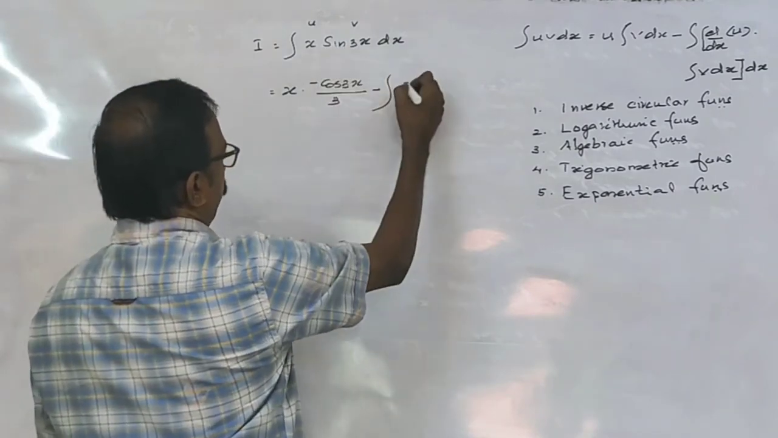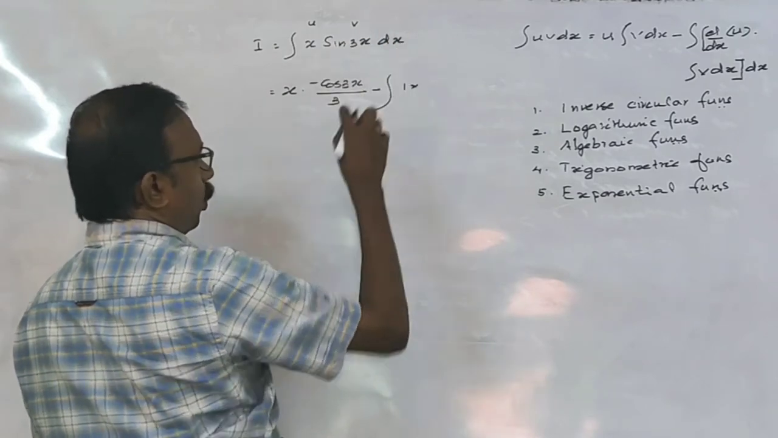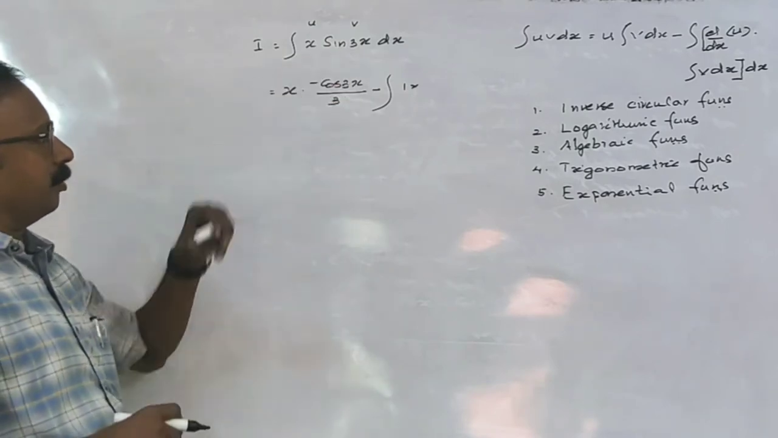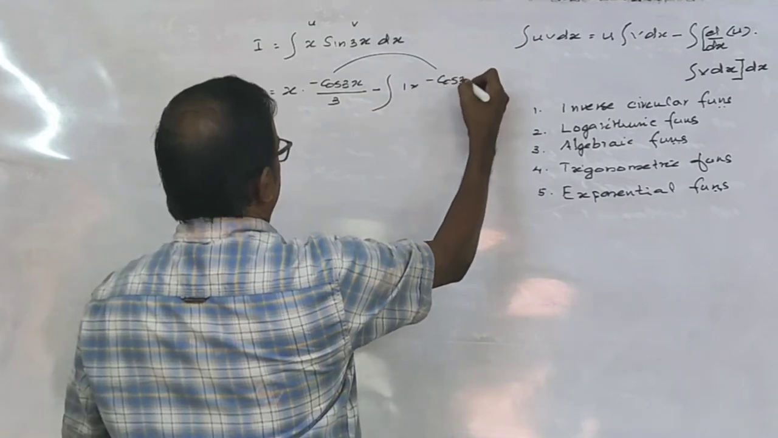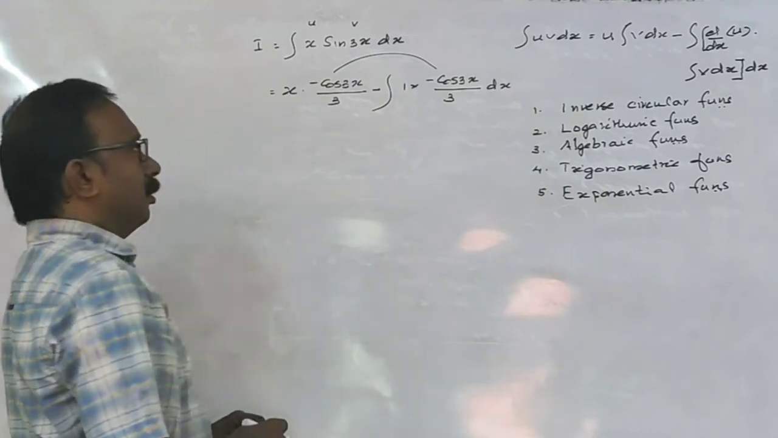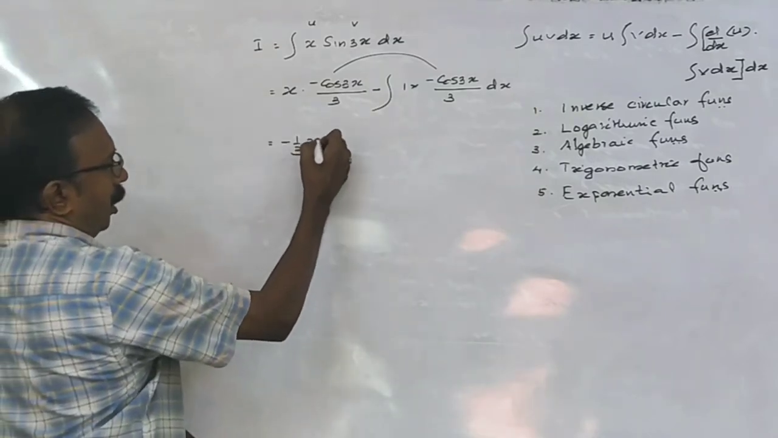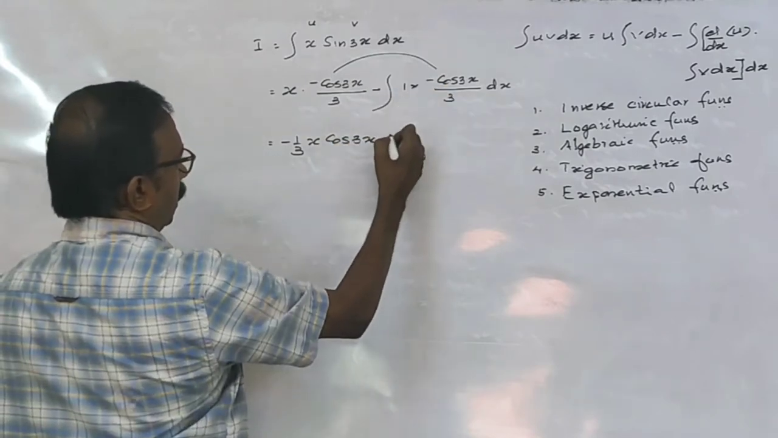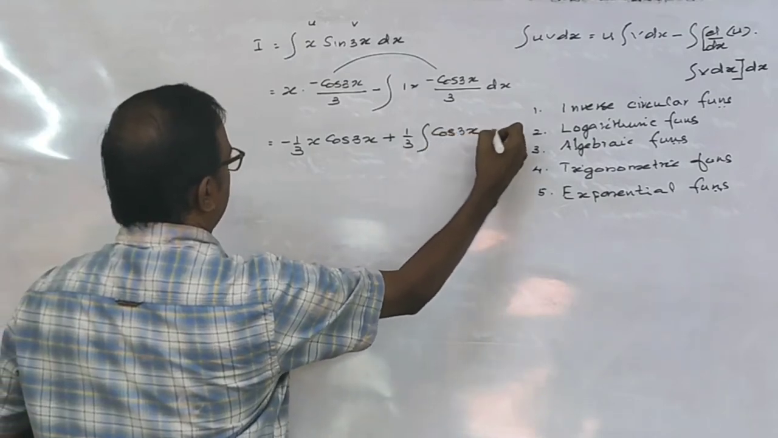Minus the integral of the derivative of x, which is 1, into the integral of the second function, minus cos 3x by 3, into dx. Now rearranging we have minus 1 by 3 x cos 3x, minus into minus plus 1 by 3 into the integral of cos 3x dx.